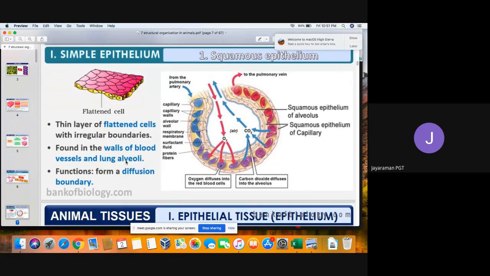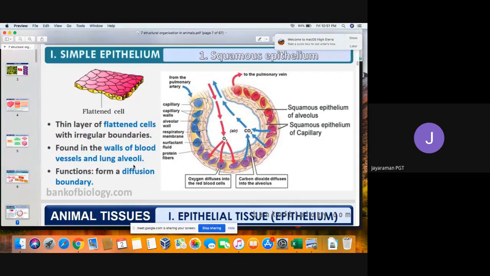So these are found in the walls of the blood vessels and lung alveoli. You know that this is mainly for the diffusion of gases or exchange of nutrients. That is the reason these are very flat, extremely thin, and found in the wall of the blood vessels and the alveoli or air sacs of the lungs. The location is very important.